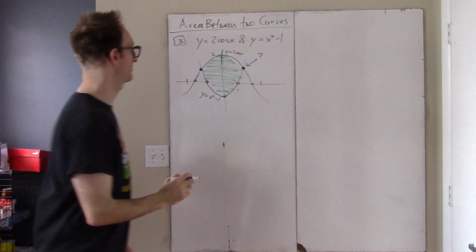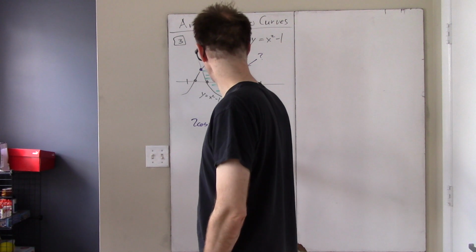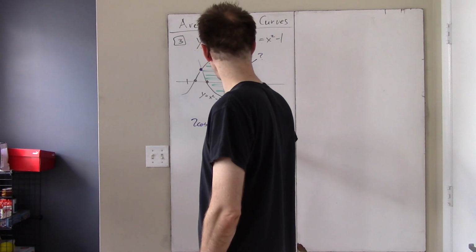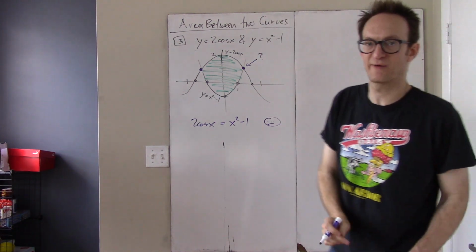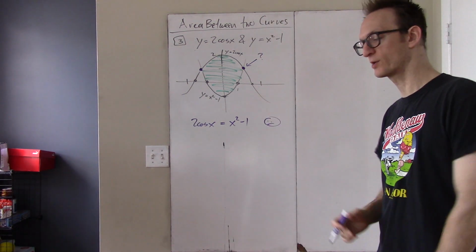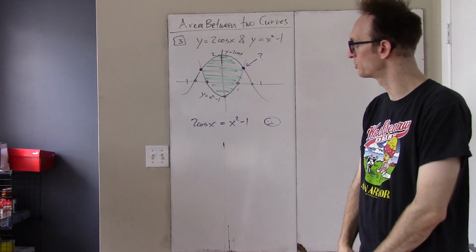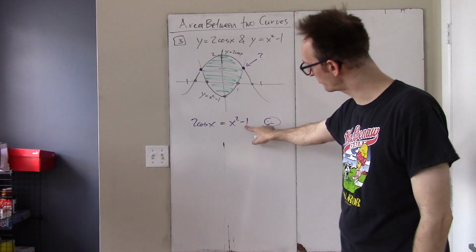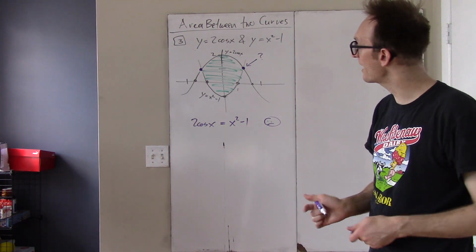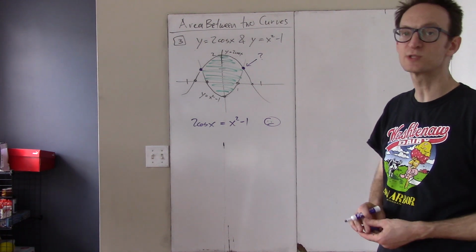Unlike the previous problem, I can't simply set 2 cosine x equal to x squared minus 1 and hope to solve that. I just can't solve that, right? There exists no algebraic closed form expression which will give me the solution to this transcendental function and this algebraic function. So I have to do something more fancy, and in this case we're just going to give up and use technology.